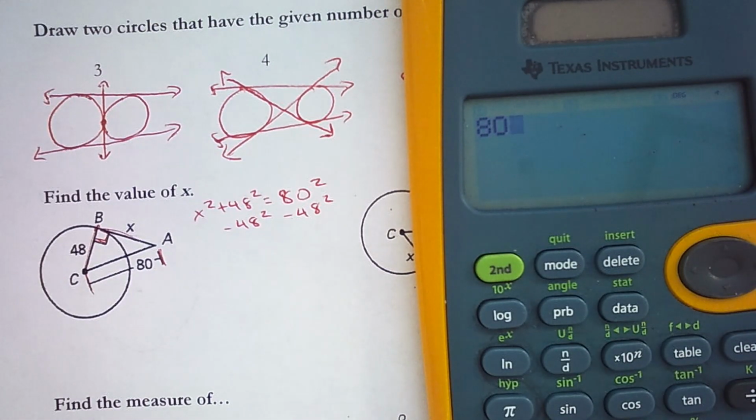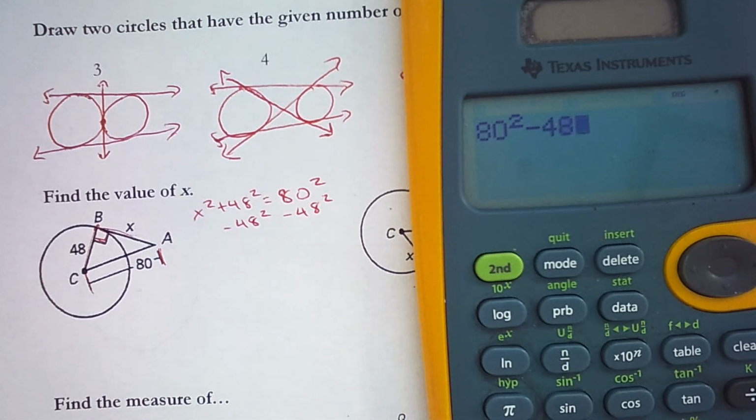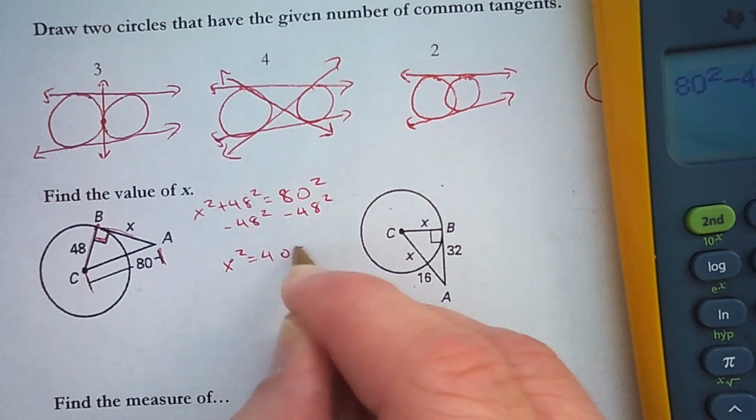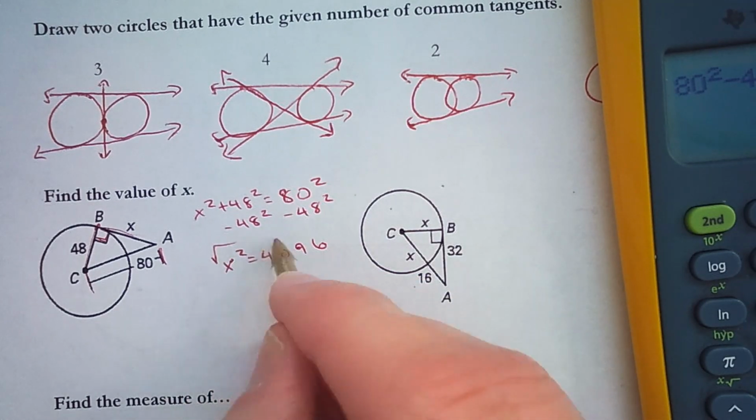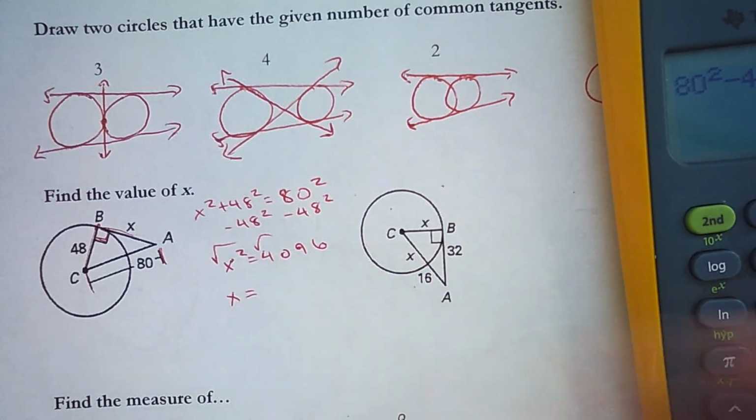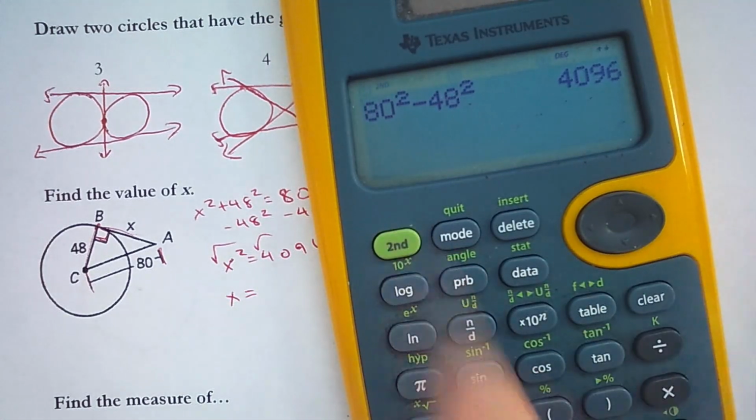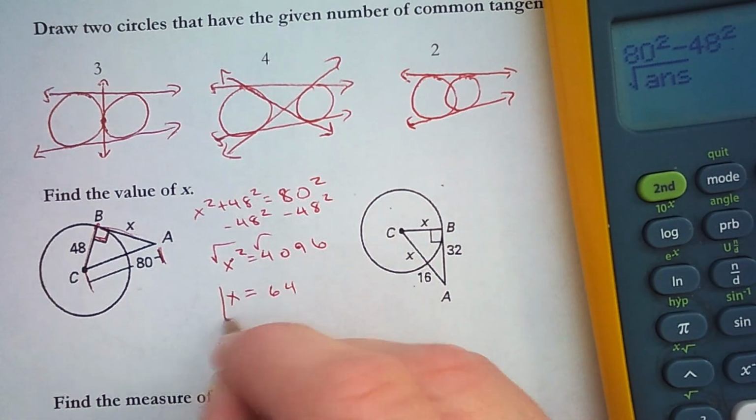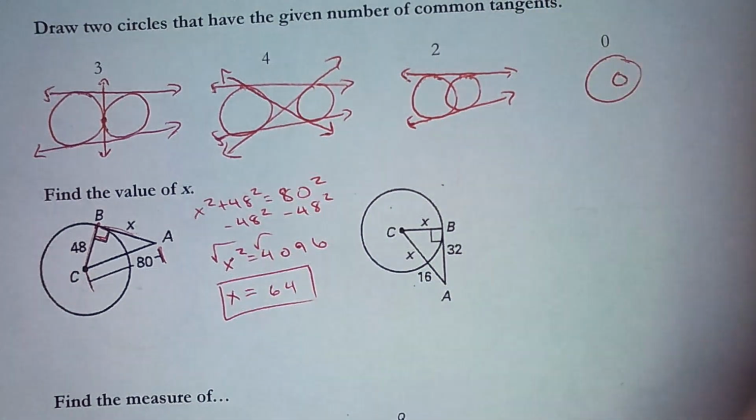So 80 squared minus 48 squared is 4,096. So x squared equals 4,096. And we'll do a square root of both sides. Okay, so the square root of 4,096 is 64. So x is equal to 64.